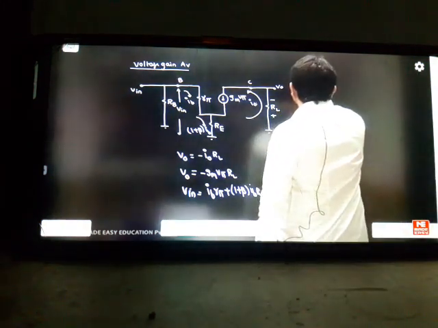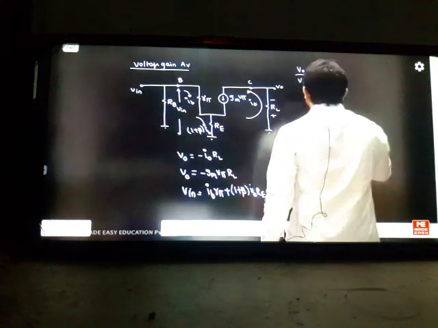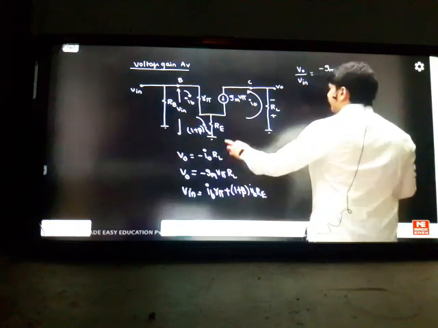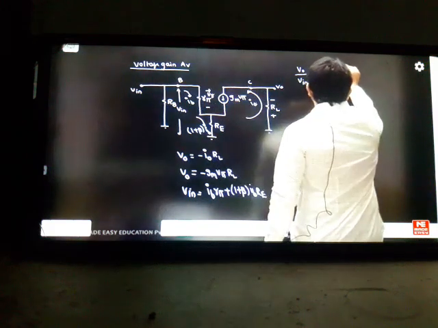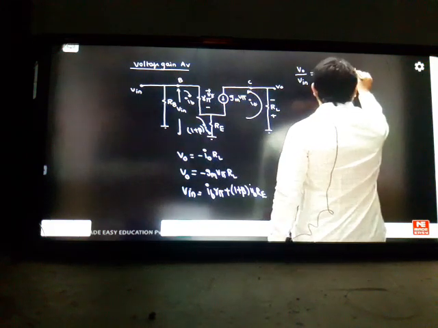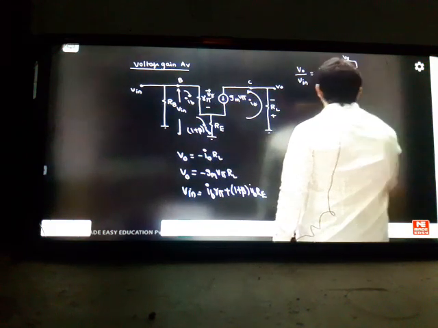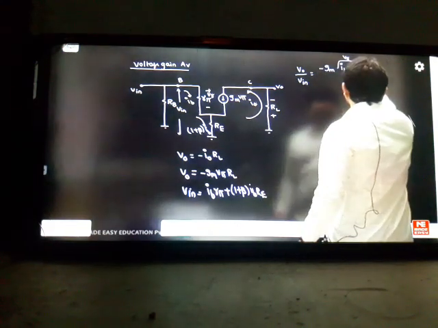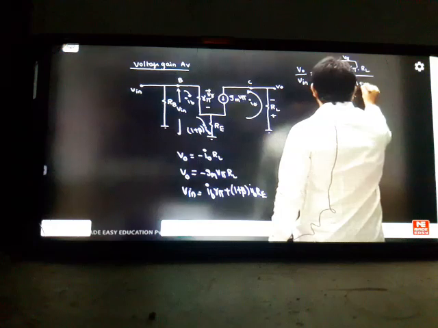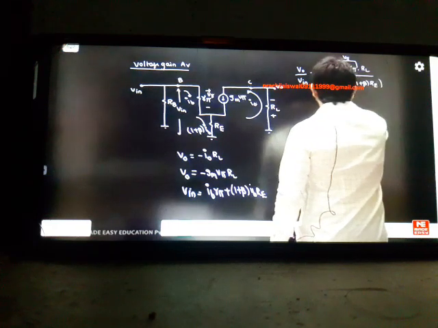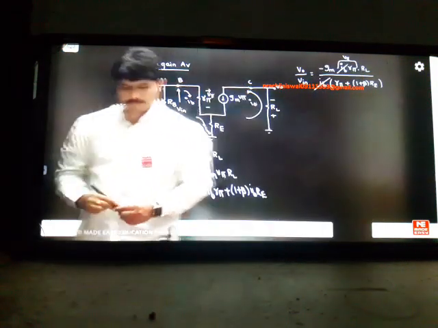So what I'll do is take the ratio of output by input. Here it is minus gm into Vπ. What is Vπ here? This is Vπ actually. Vπ can be written as IB into Rπ. You can write this quantity as Vπ. So IB into Rπ into RL divided by, taking IB common, Rπ plus (1 plus beta) times RE. So nicely IB you can cancel. See the simple derivation.